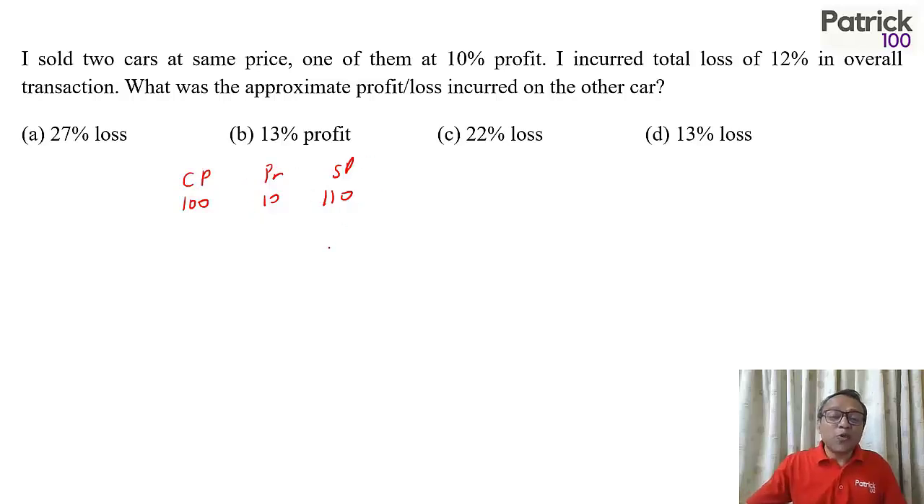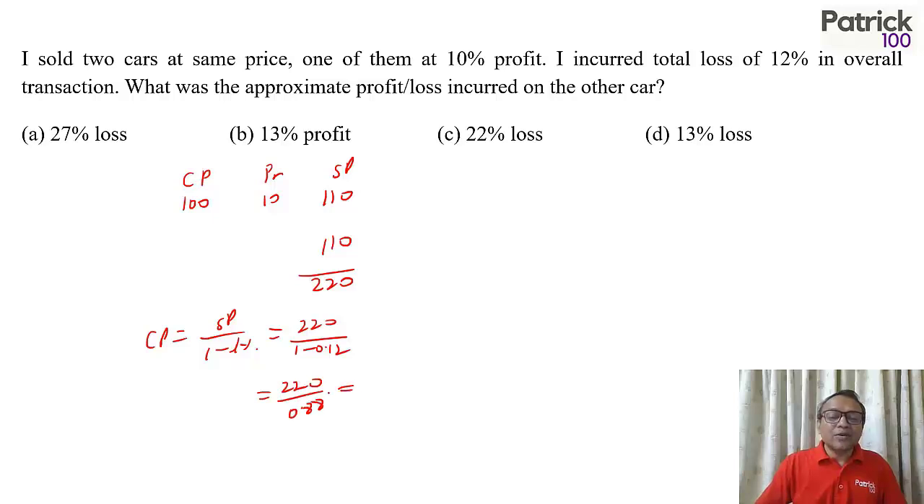Now the selling price of both the cars is the same, so total selling price is 220, and the other car incurred a loss of 12%. Remember, cost price is equal to selling price upon 1 minus loss percent. So here it becomes 220 upon 1 minus 0.12, or 220 upon 0.88, which is 250. So total cost price is 250.